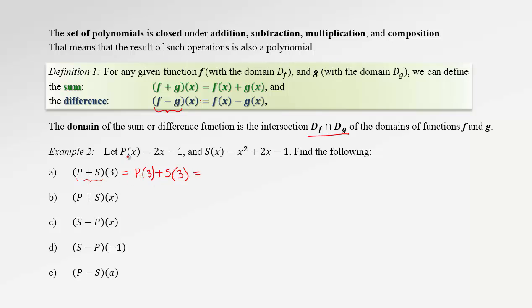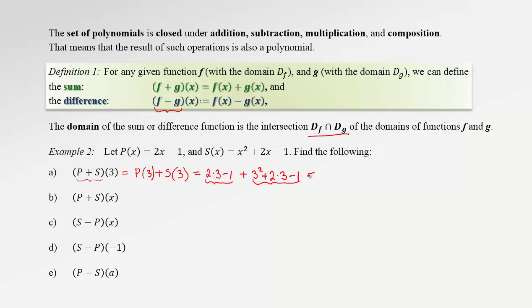And then we can refer to the p function and evaluate p at the point 3. So instead of x, we'll have 3. Therefore, we get 2 times 3 minus 1. That's our p of 3. And then we're adding s of 3. So follow that recipe. We get 3 squared plus 2 times 3 minus 1. This is our s of 3.